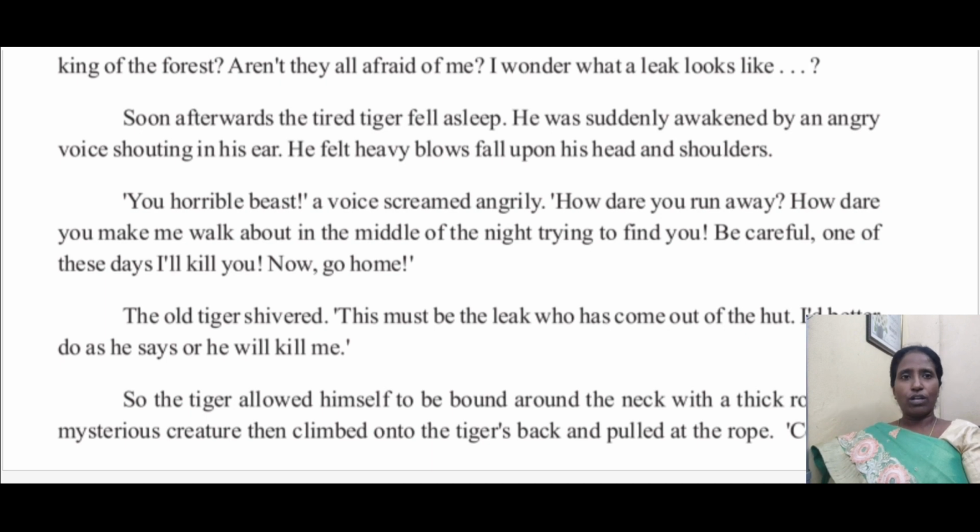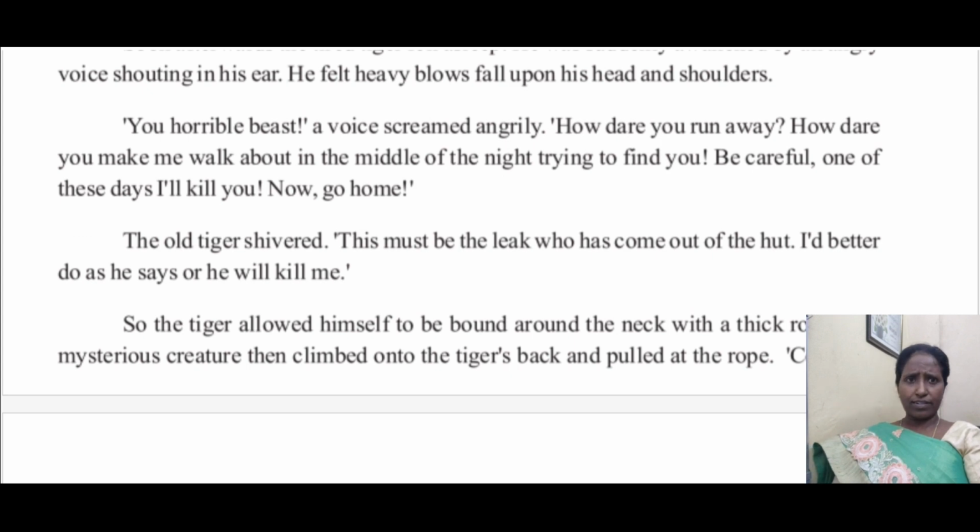Now go home. Now that voice started telling, hey animal, how dare you run away from the house? The voice started screaming and shouting at him, scolding him and beating him also. The old tiger shivered. This must be the leek who has come out of the hut. I had better do as he says or he will kill me.